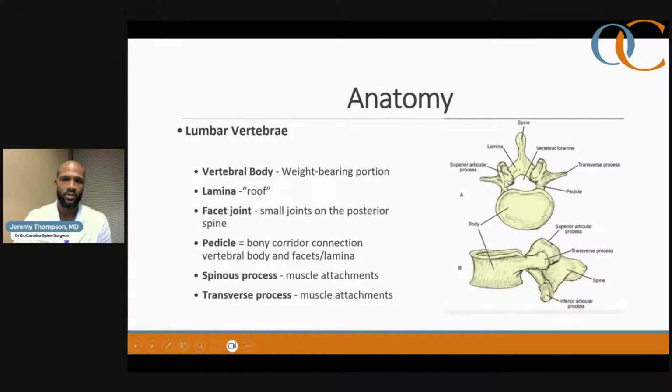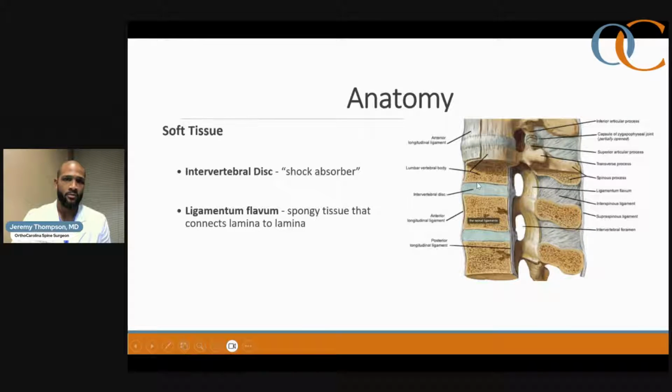And the connection between the two, the pedicles, is the corridor that connects the front of the spine, the vertebral body, to the back of the spine. And then these little projections here are where muscles attach. This is the spinous process. It's the bony piece that you can feel when you touch the back of your spine. And then these are transverse processes. So those are the bones of the spine.